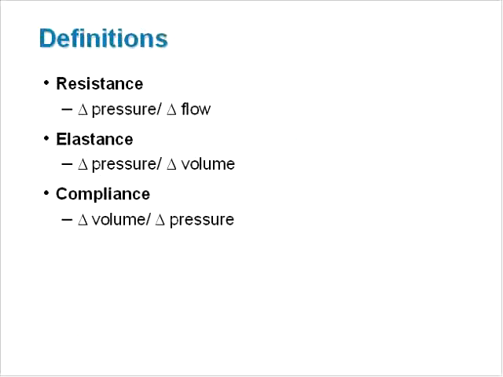Respiratory system elastance is defined as the ratio of pressure change to volume change. Here, pressure is measured across the lungs and the chest wall. High elastance means that a relatively high pressure is required to deliver a given volume. Sometimes we find it more convenient to talk about compliance, which is defined as the ratio of volume change to pressure change. Low compliance means that a relatively high pressure is required to deliver a given volume.